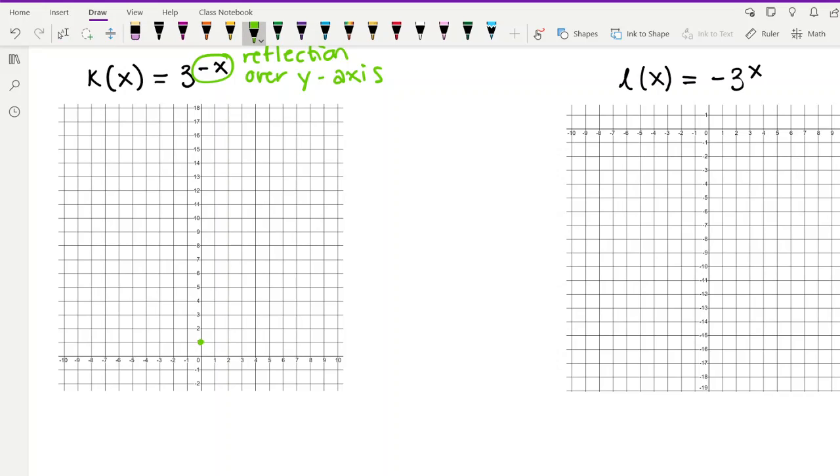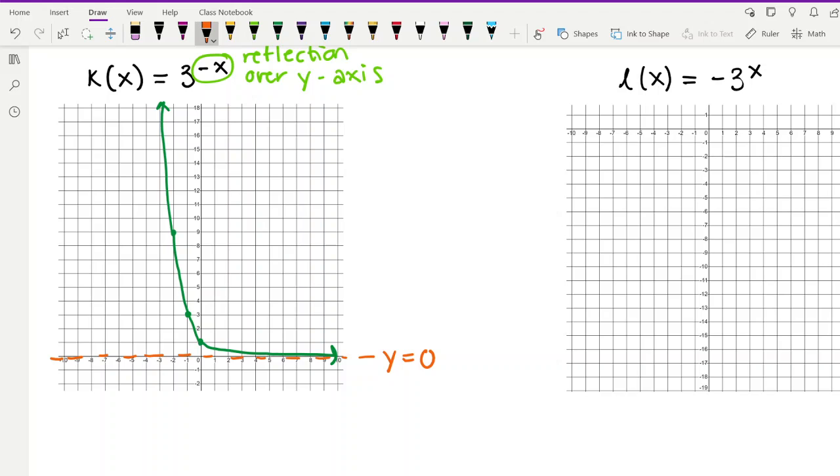So we still have 0, 1, but now we have negative 1, 3. Oops, let me do this in a different color. We have negative 1, 3, and we have negative 2, 9. And so the graph has the same shape, but it's just flipped, right? So it's like this. And then on the right side, it's going to flatten out towards the horizontal asymptote just in the other direction from where it normally would. So the horizontal asymptote did not change, right? It's still at y is equal to 0.